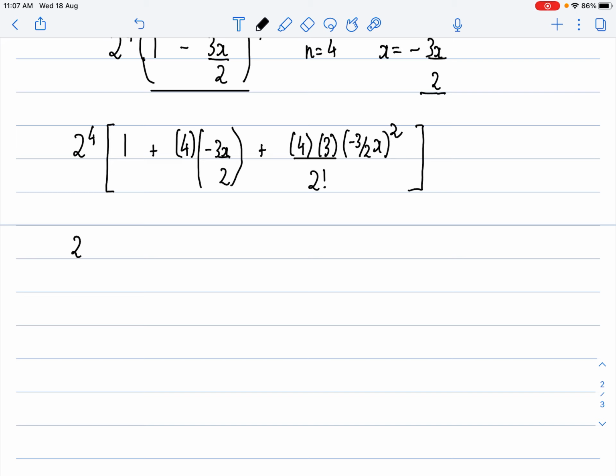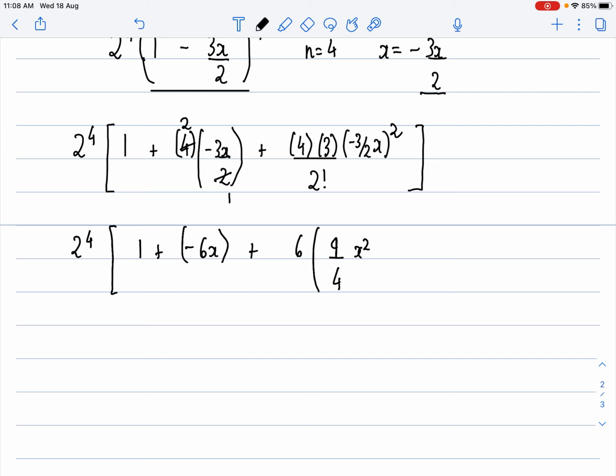Now you can write this as 2 raised to 4 into 1 plus, 2 ones are 2, 2 twos are... now you do 2 into minus 3, which is basically minus 6, so you get minus 6x, correct? Plus, now you do 4 into 3, which is 12. 12 over 2 is basically 6. So you do 6 multiplied by minus 3 over 2, the whole square. So minus 3 the whole square is 9, over 2 the whole square is 4.